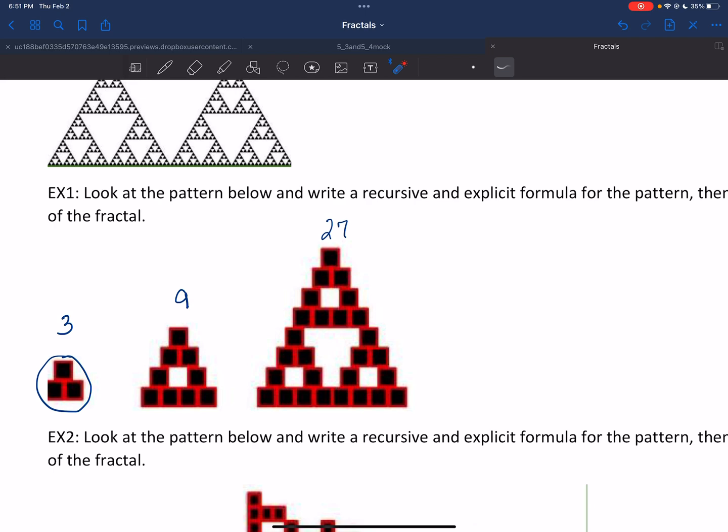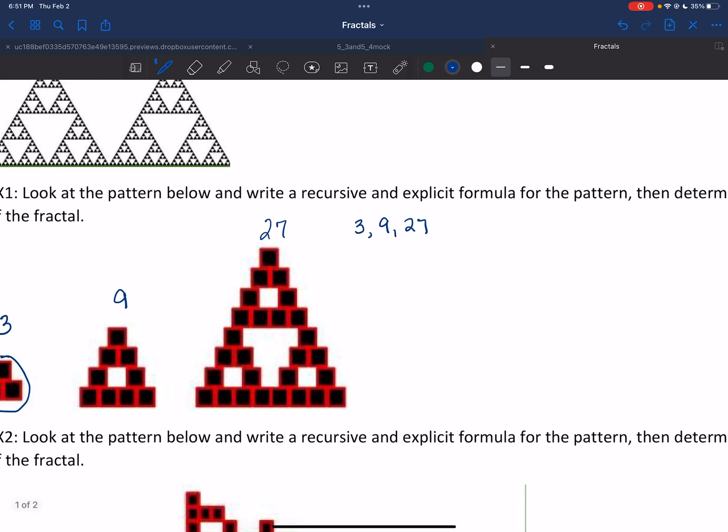So here we have a geometric sequence, but instead of numbers, we have pictures. If I gave you the numbers 3, 9, and 27, you would right away see that not only is it a geometric sequence, but it has a ratio of 3, because to go from one to the next, I'm multiplying by 3.